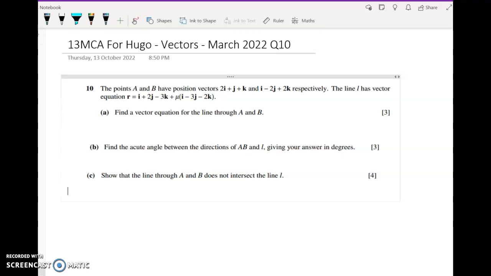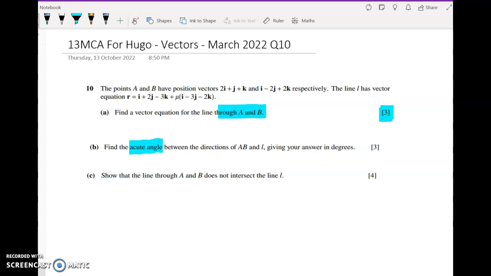The first one is that we have to find a vector equation for a line through 2 points. I've got a couple of picky little things to talk about in there. The next one, which is the bit that Hugo wanted me to go over, was how we find the acute angle between the directions of AB and the line. And we have to answer in degrees.